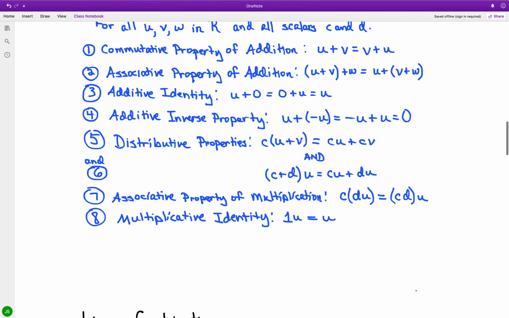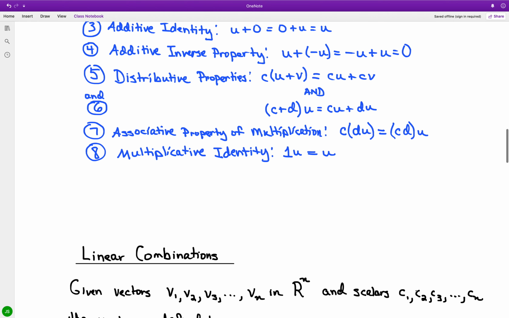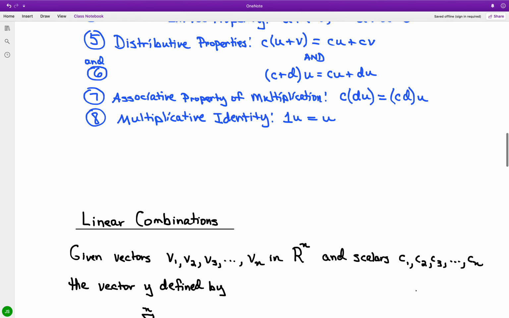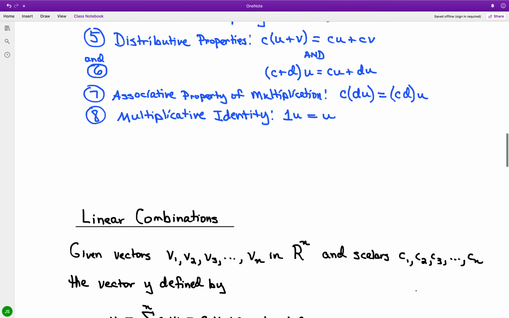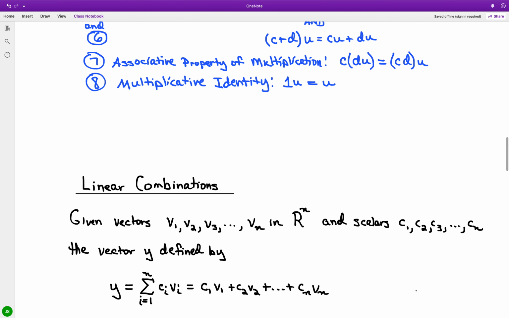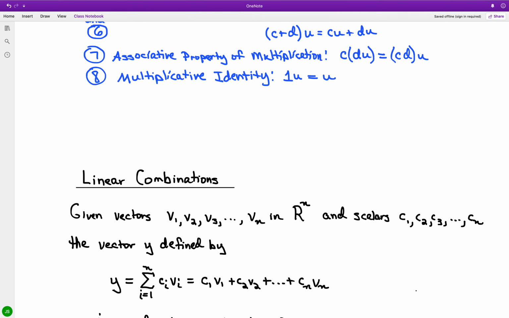Now, in looking at what we have, what will be the crossover to what will be referred to as linear combinations, and we will re-enter the use of matrices and echelon form and all that good stuff.